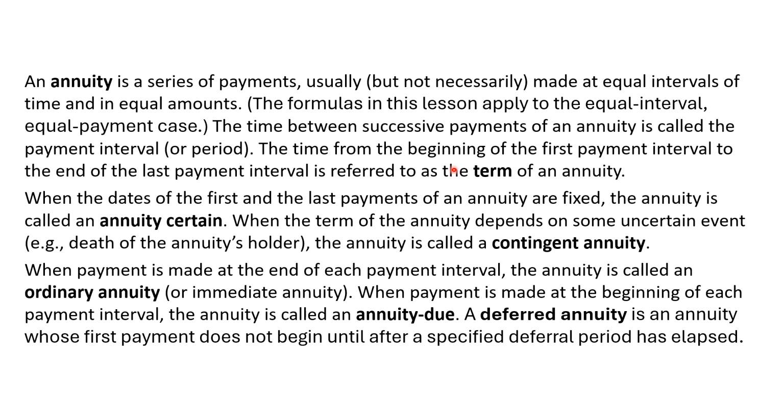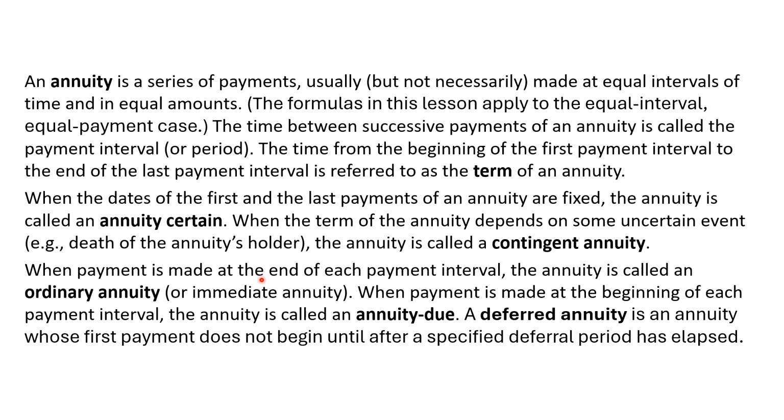The time from the beginning of the first payment interval to the end of the last payment interval is referred to as the term of the annuity. When the dates of the first and last payments of an annuity are fixed, the annuity is called an annuity certain. When the term of the annuity depends on some certain event, for example, someone passing away, the annuity is called a contingent annuity. It doesn't have to be death. It could be retiring from work, going on Social Security, birth of a child, something like that.